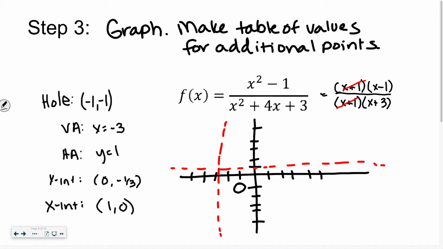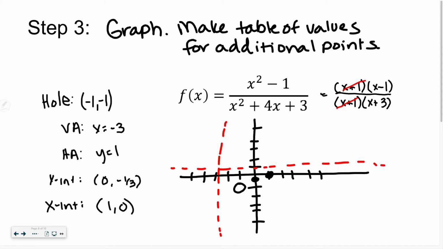Y-intercept, 0, -1/3. So that's somewhere in between 0 and -1. I'll never know if Cade really plotted his point at -1/3 or -1/2, and I don't really care. It just should look like it's in between 0 and -1. So don't stress about a fraction. And then my x-intercept is at 1, 0. That one's easy. So I just plotted all the information I found.